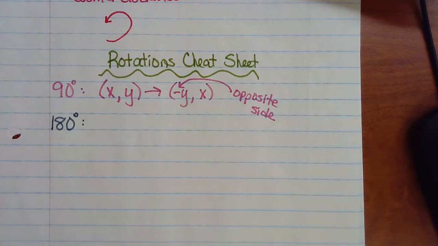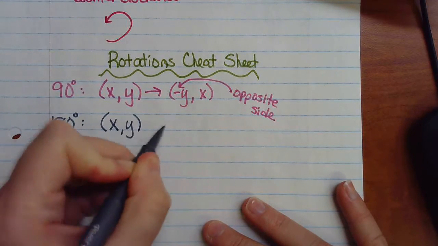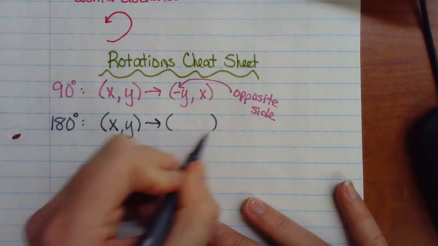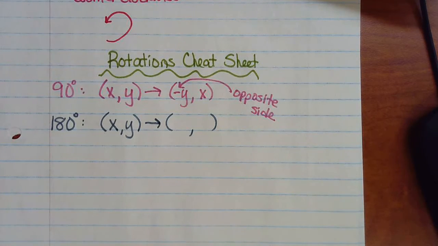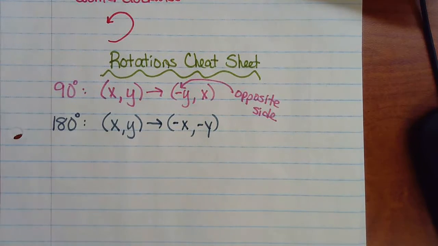There's your first one. The second one is 180. For 180, take your coordinate, your X, Y. Your X and your Y value stay in the same spot, but they both change signs. So if they were positive, they become negative. If they were negative, they become positive.